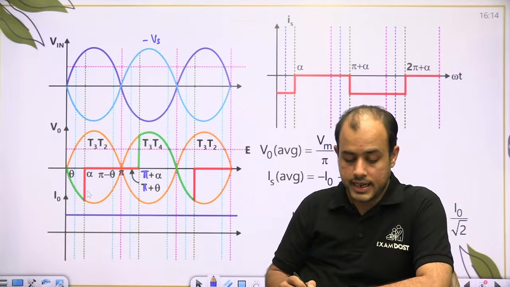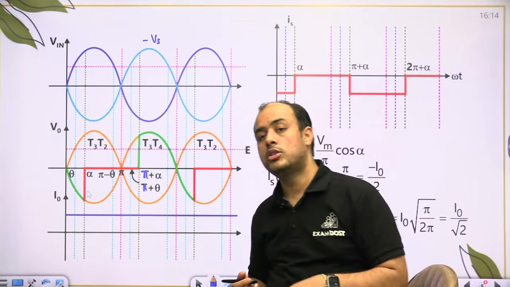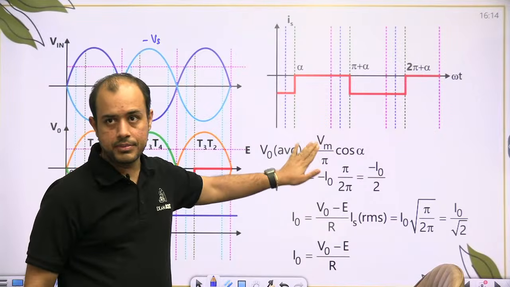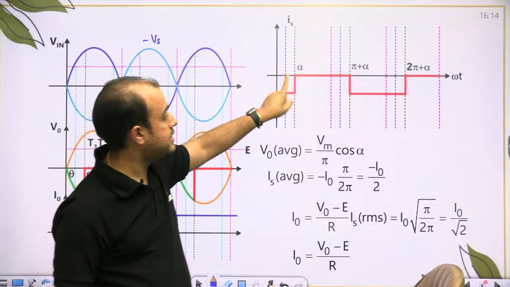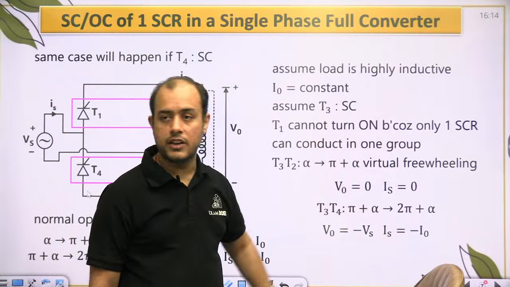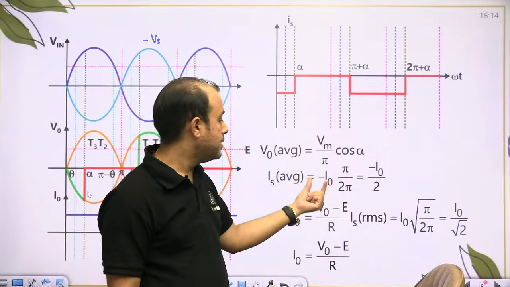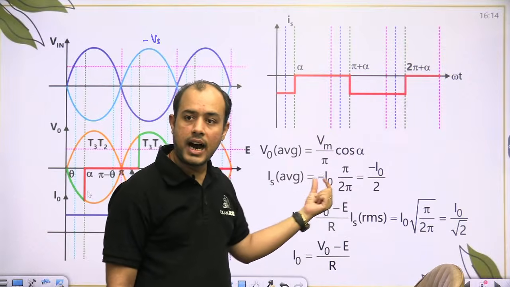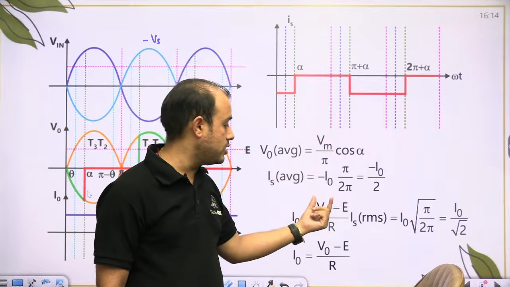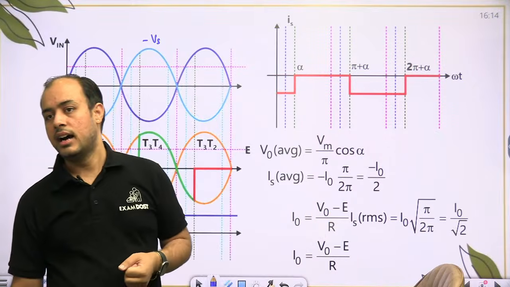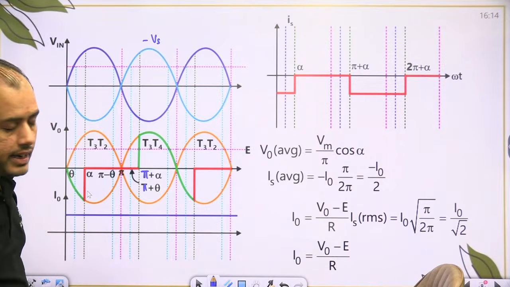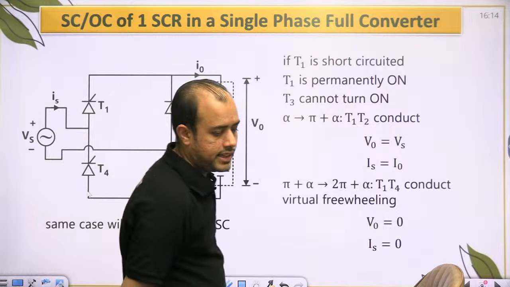Okay, is that clear, beta? So now when you take the average, it comes out as Vm by pi cos alpha. What about Is? Alpha to pi plus alpha it is I0, pi plus alpha to 2 pi plus alpha it is minus I0. So average is minus I0 by 2. RMS will be I0 by root 2. And I0 will be (V0 minus E) by R. The level of question will stay at the AJE level in the cell.